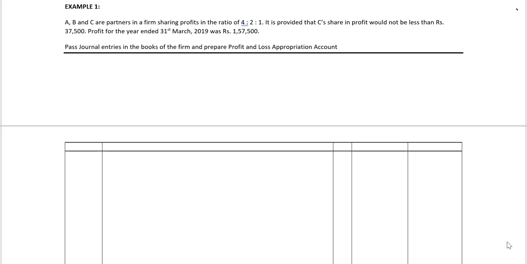Example 1. A, B and C are partners in a firm sharing profits in the ratio of 4:2:1. It is provided that C's share in profit would not be less than rupees 37,500. Profit for the year ended 31st March 2019 was rupees 1,57,500. Pass journal entries in the books of the firm and prepare profit and loss appropriation account.